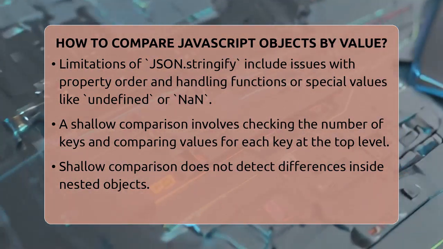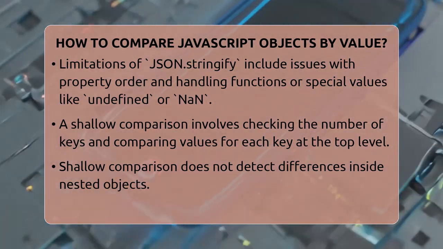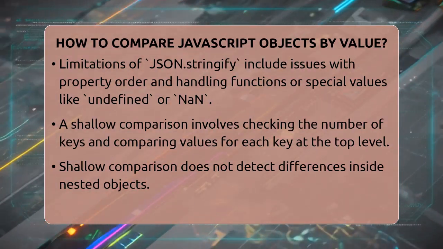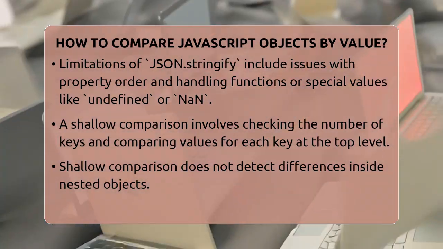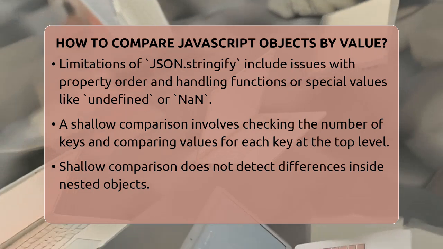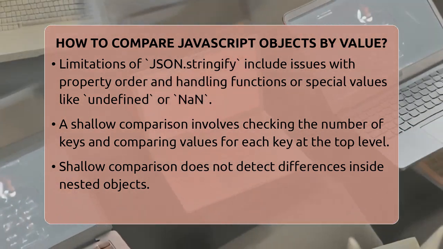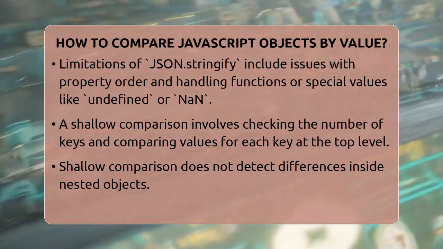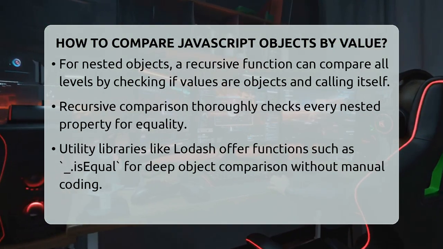Another approach is to do a shallow comparison. You start by checking how many keys each object has. If they don't have the same number of keys, they are not equal. Then, you look at each key in the first object and compare its value to the same key in the second object using strict equality. If all keys match, the objects are equal at the first level.